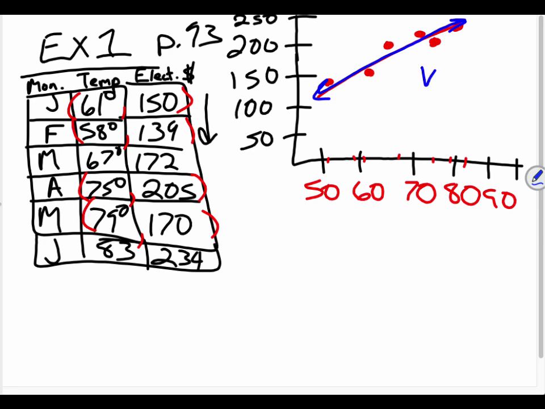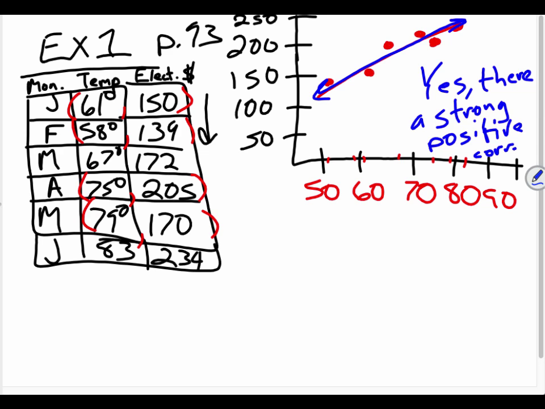So, yes. And so this scatter plot reveals that yes, there's a strong positive correlation between the temperature. I ran out of space to write the word correlation. But there's a strong positive correlation between as the temperature increases, so does your electric bill. Does that make sense? Okay. Let's move on to example number 2.